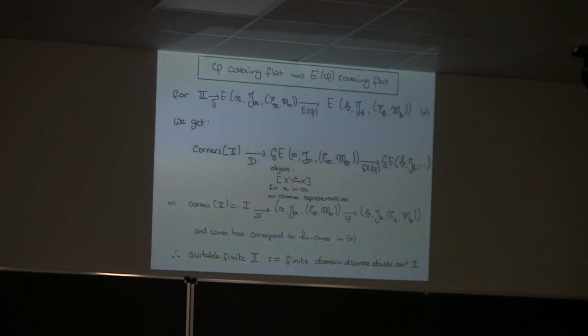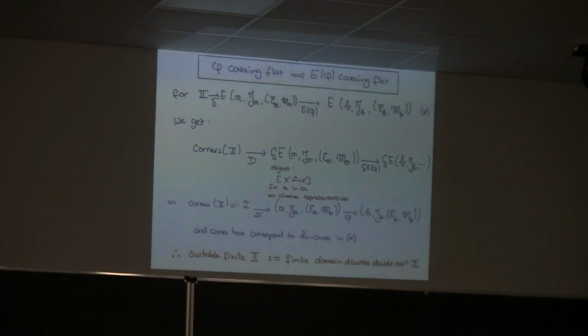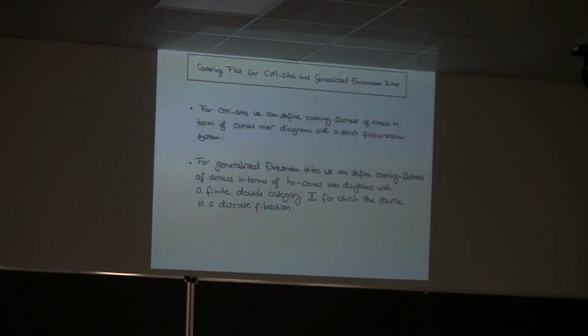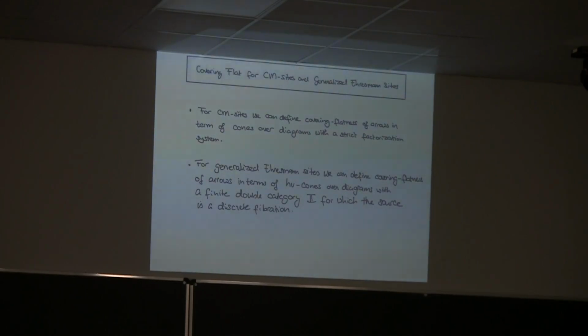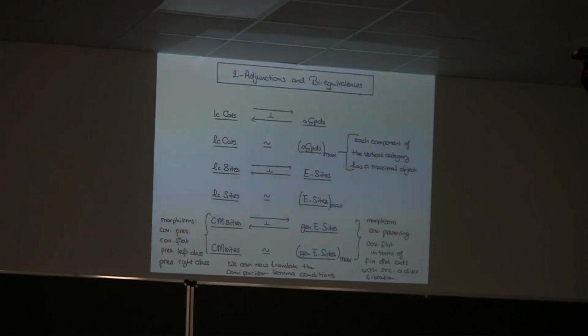And so we now know, at least I've sketched here, that for generalized Ehresmann sites we can define covering flatness in terms of H3 cones over diagrams with a finite double category for which the source is a discrete fibration. We might be able to go smaller, but at least this is what we prove right now. I personally would like it if they could just be ordered categories again, but I haven't been able to get that small yet. So we now have adjunctions.